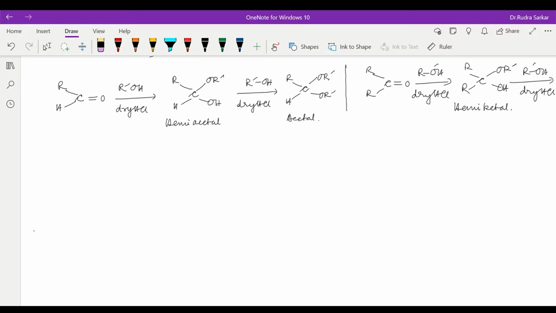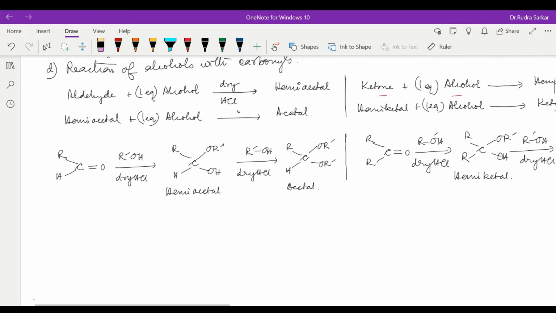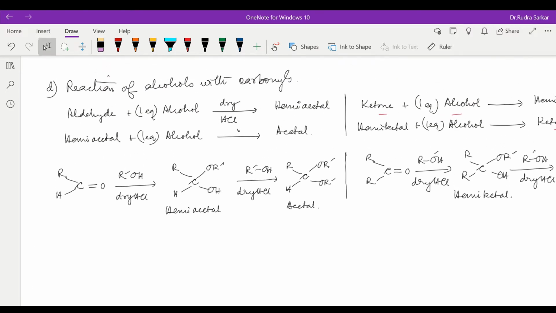Good morning, guys. Again, just in continuation with the last lecture, we had been discussing reactions of alcohols with carbonyls, where I had discussed that aldehydes, when they are reacting with one equivalent of alcohol, then hemiacetal is formed. When the hemiacetal further reacts with the alcohol, or we can say aldehyde is reacting with excess amount of alcohol, then acetal is formed.